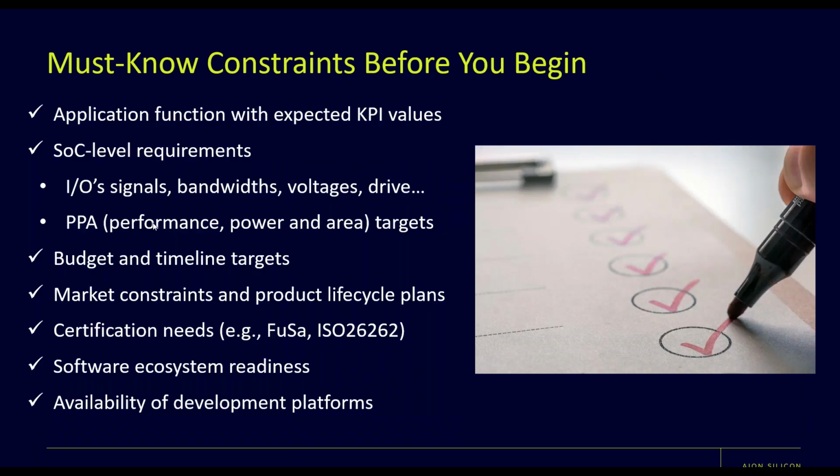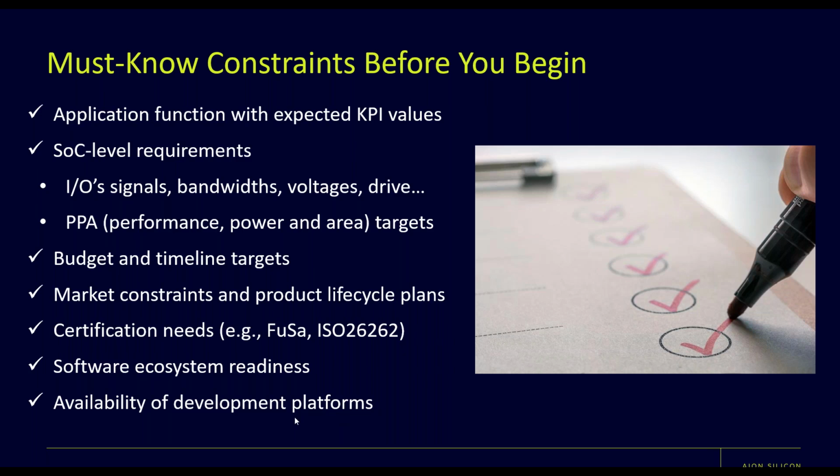Okay, so we talked about a lot of the work you need to do up front, but you need a lot of information in order to get started. So what are those must-know constraints that you require? So I mentioned that we need to know as much about the application as we possibly can at this stage. And we need to be able to understand what the KPI values are, the process indicators that allow us to determine whether we've got a successful design. We need to know about the SoC level requirements, things like the I/O signals and the overall performance, power constraints. It says area here, but really we're talking about cost. So we're talking about what's the unit cost, that constraint that we have to work with.